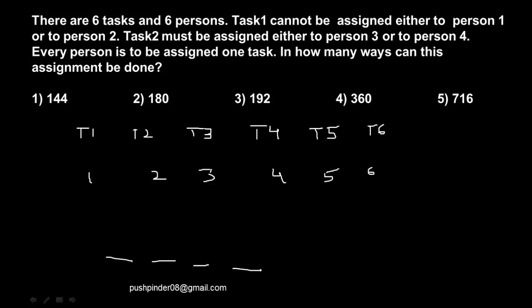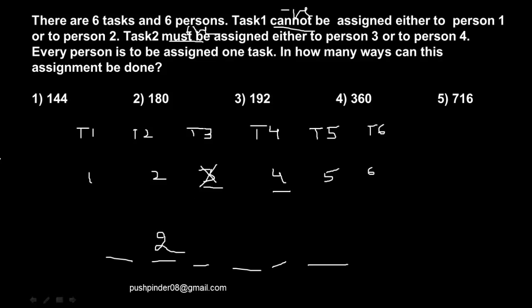So these 6 tasks have to be assigned. Since we are assigning the tasks, we would be giving away the tasks rather than people coming and choosing their tasks, right? Task 1 cannot be, so it's a negative condition. Task 2 must be, so it's a positive condition. Now let's satisfy the positive condition first. Task 2 must be assigned either to person 3 or person 4. How many ways are there to assign task 2? There are 2 ways. It can be assigned either to person 3 or to person 4.